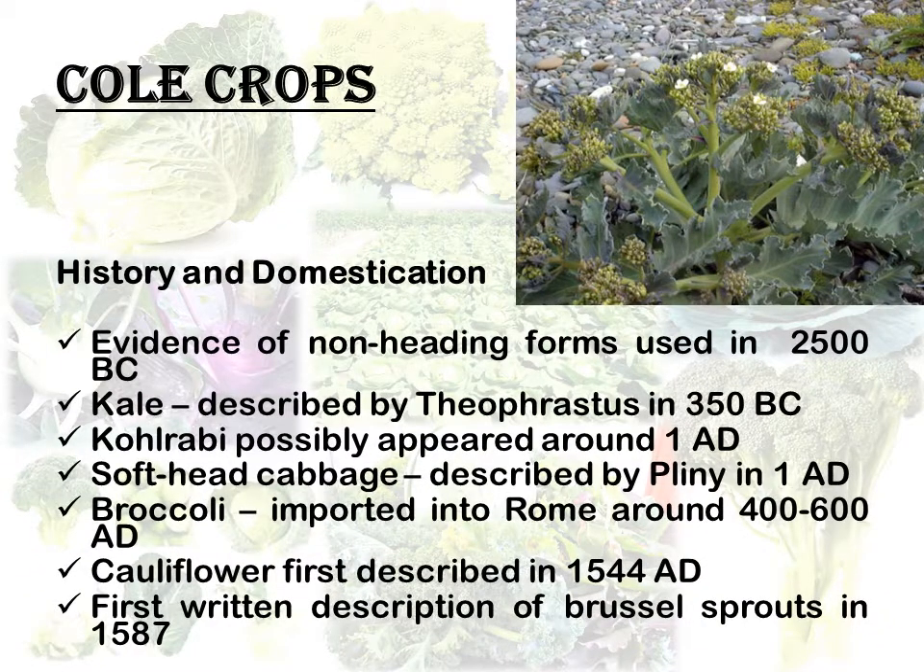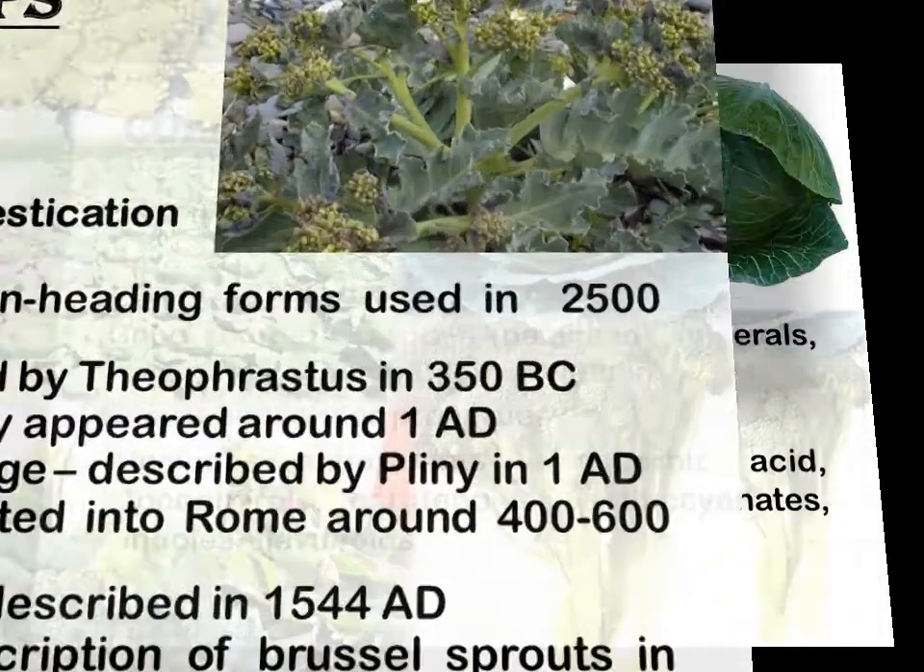Now if you see the history and domestication, evidence of non-heading forms was used in 2500 BC. Kale was described by Theophrastus, who is called the father of botany. Then kohlrabi possibly appeared around 1 AD. Then broccoli came, then cauliflower was first described in 1544 AD. So these are the history.